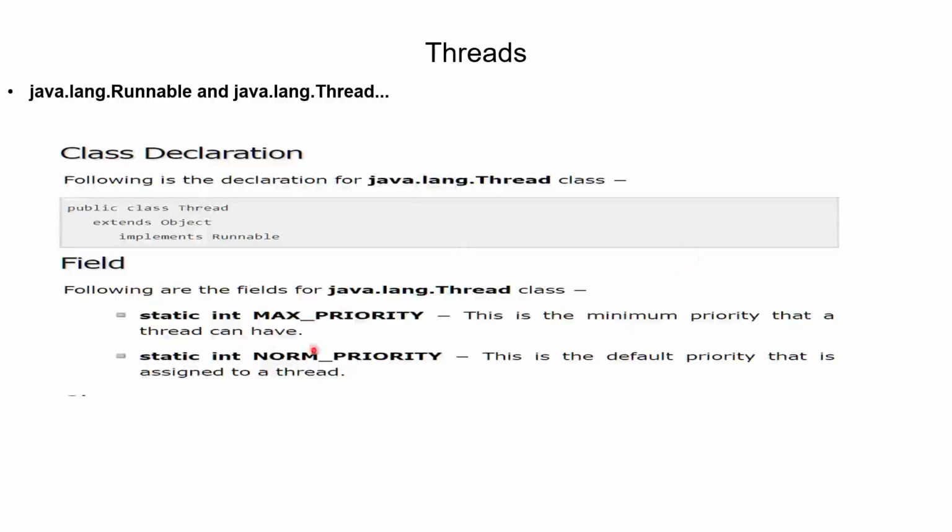We can see here thread fields. So we have max priority and norm priority. Max priority is the maximum priority that a thread can have, and norm priority is the default priority that is assigned to a thread. Both of these properties or fields are static integers.